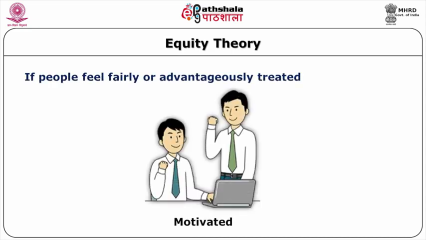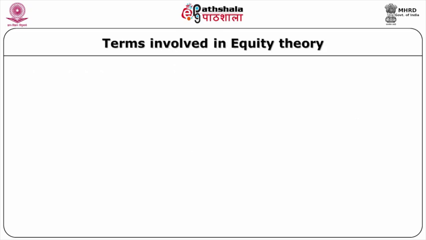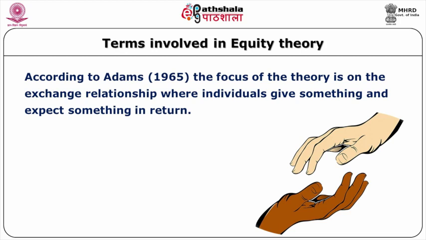If people feel fairly or advantageously treated, people are motivated to do their work. But if unfairly or disadvantageously treated, then disaffection arises, and dissatisfaction and demotivation also result. Thus, Adams' equity theory focuses on the relationship exchange wherein individuals give something and get something in return.